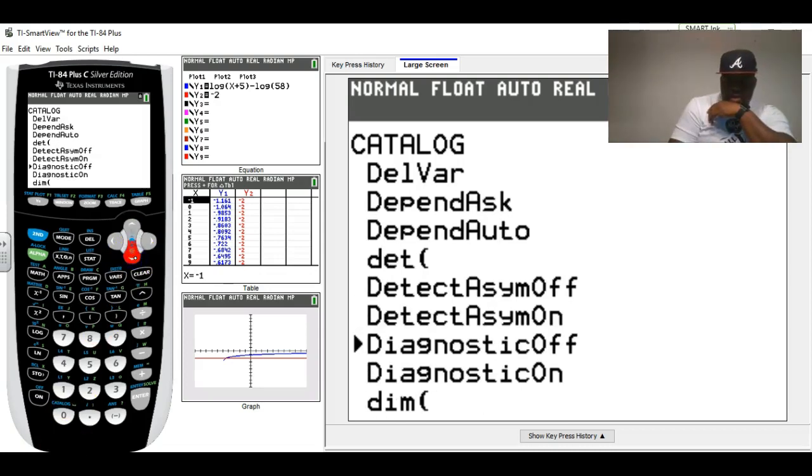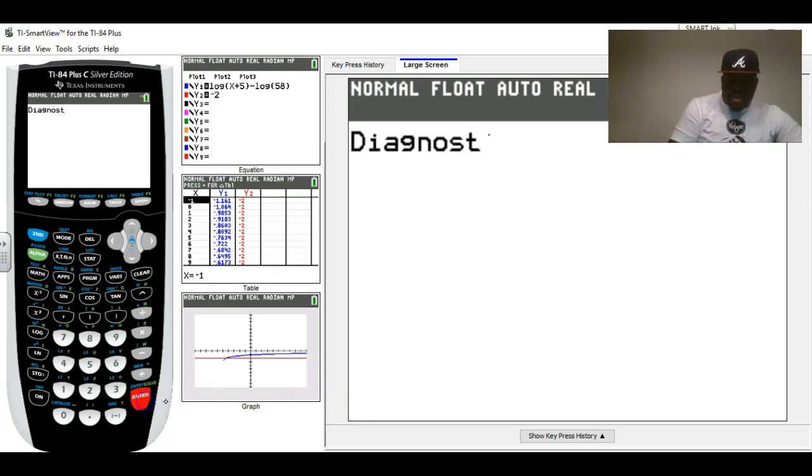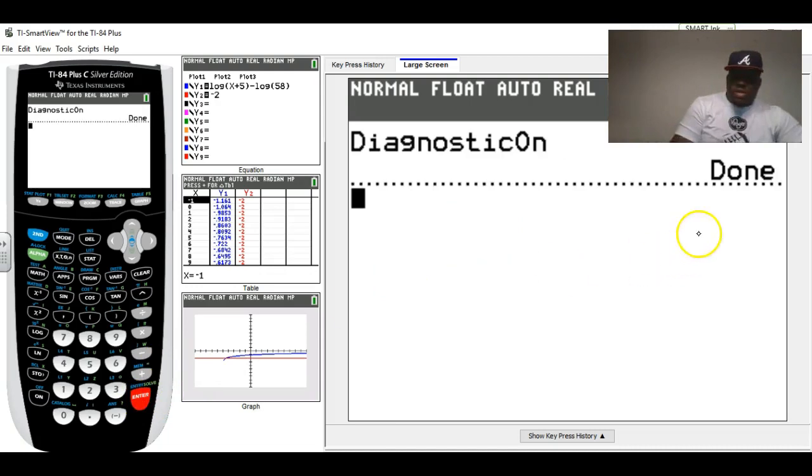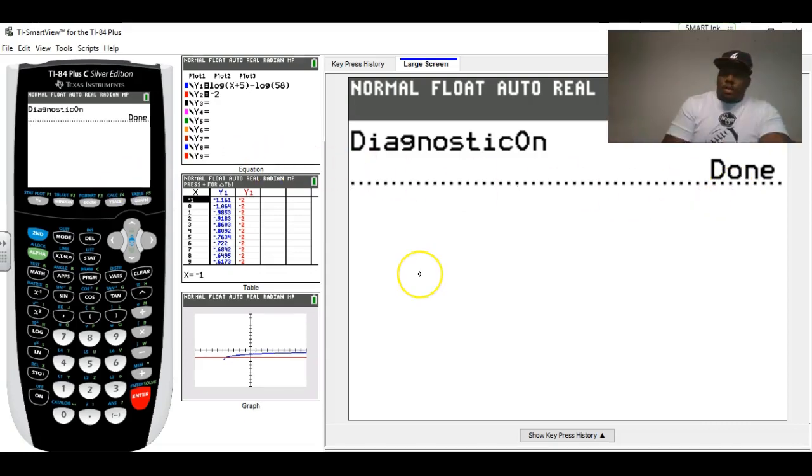And keep going down until you see right here where it says diagnostic on. All right. Now, once we get the diagnostic on, we're going to press enter one time. All right, and then it's in your main screen. Then hit enter again till when it says done. All right, once it hits done, we are there, guys.